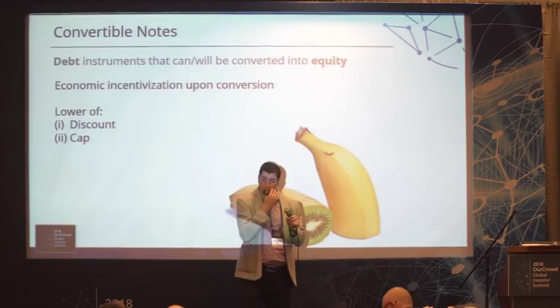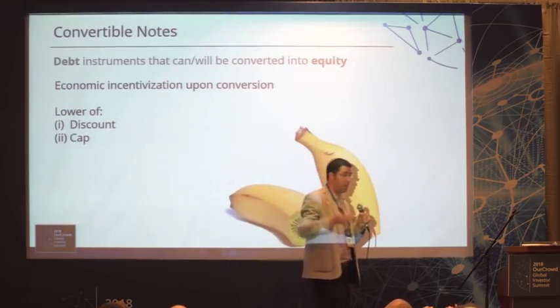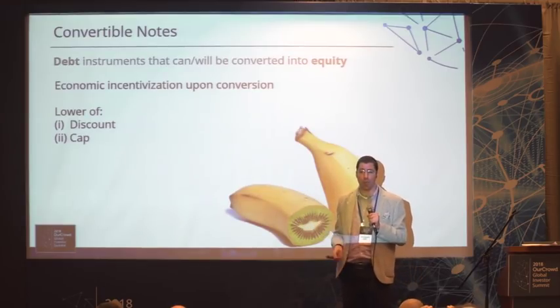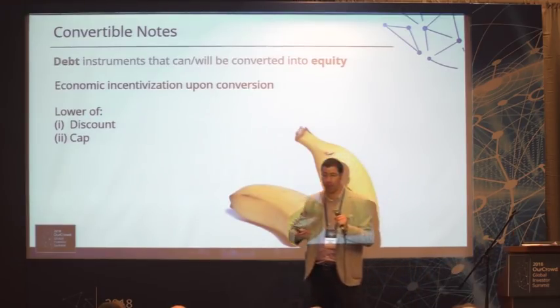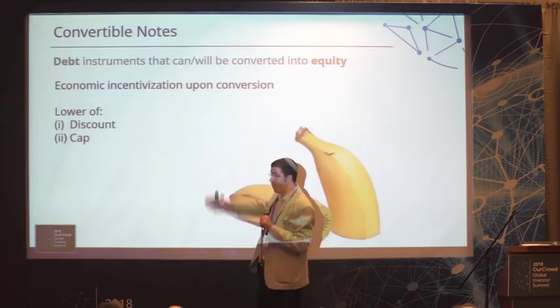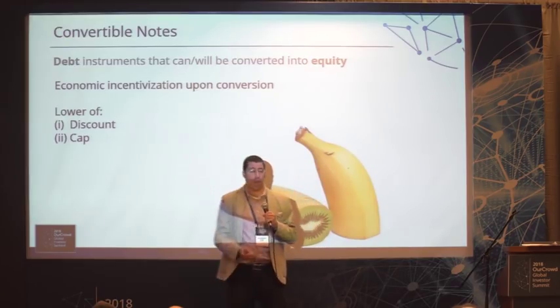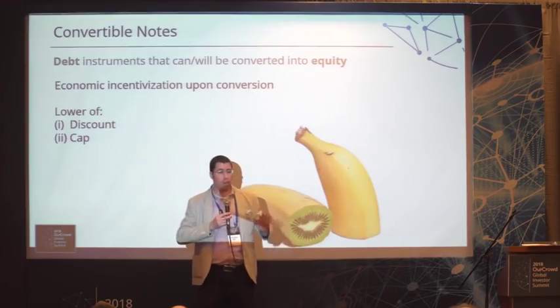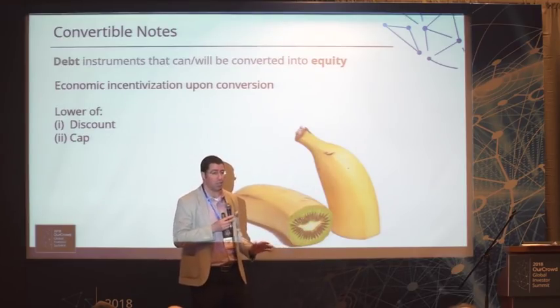So let's say somebody comes and values the round or the company at $20 million. If you're going to get a discount, you'll pay less than the $20 million valuation and obviously a smaller share price, or you'll have a cap. And what we try to do in our term sheets is go to these companies and say, you know what, we're going to convert at the lower of the discount or the cap.